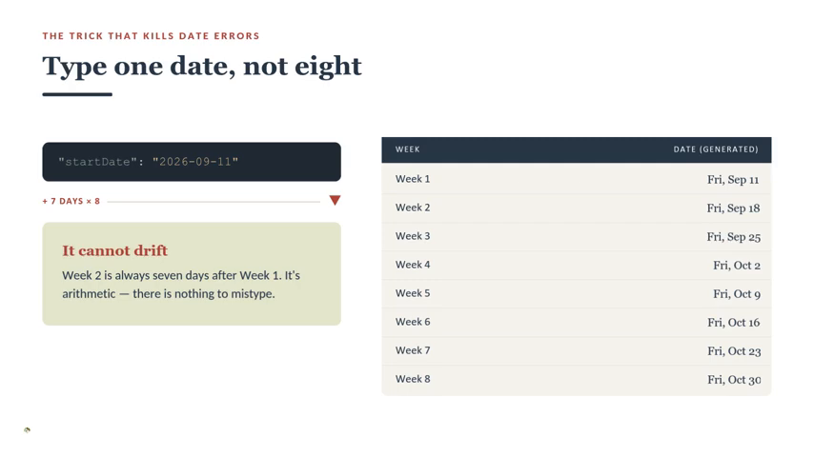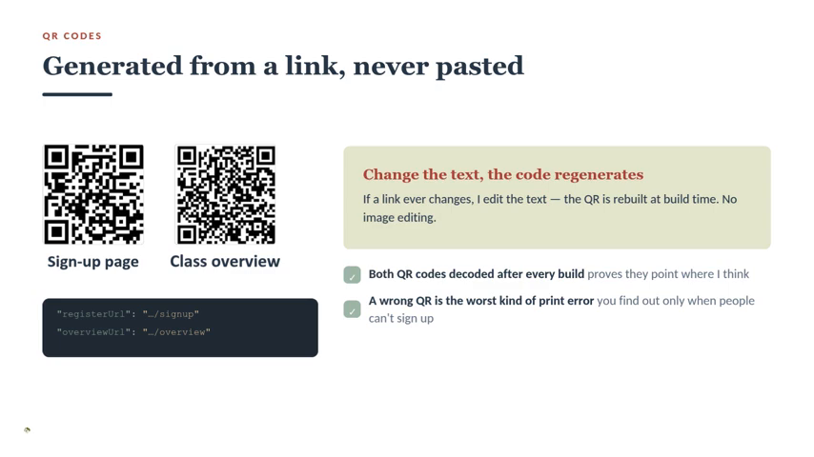There's nothing to mistype. Same idea for the QR codes. I don't paste in QR images. The program generates and builds them from these 2 links. One is the sign up page and the other is a class overview. If a link ever changes, I change the text and the QR code regenerates. I always decode them after building to prove they point where they should, because a wrong QR code on a printed flyer is the worst kind of mistake. You don't find out until people can't sign up.